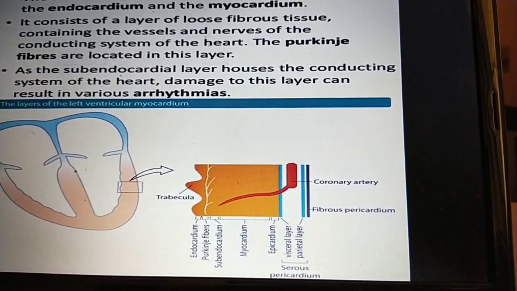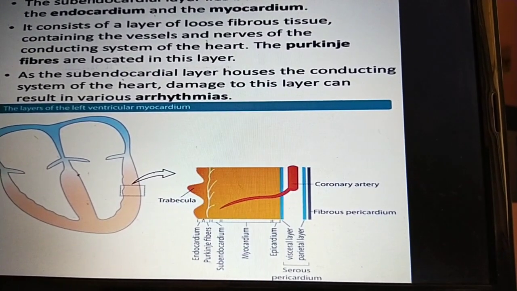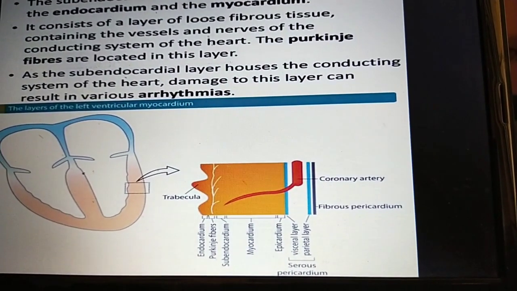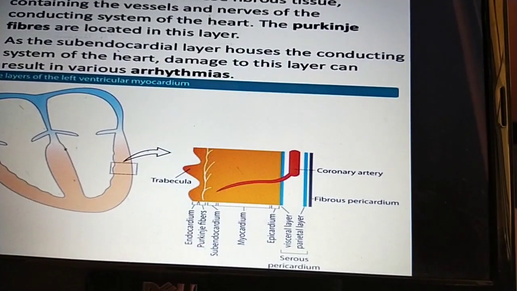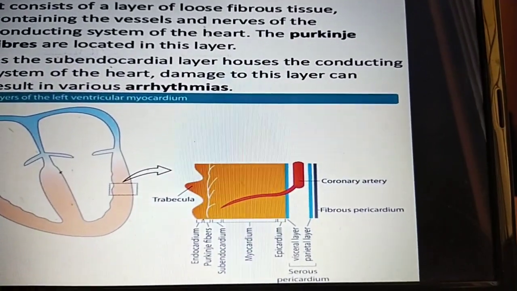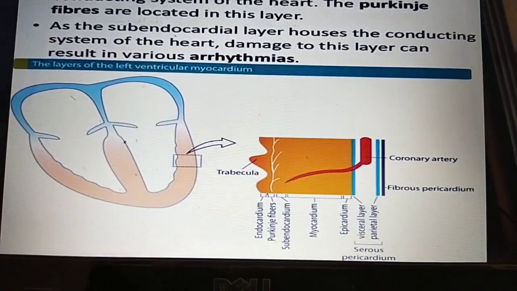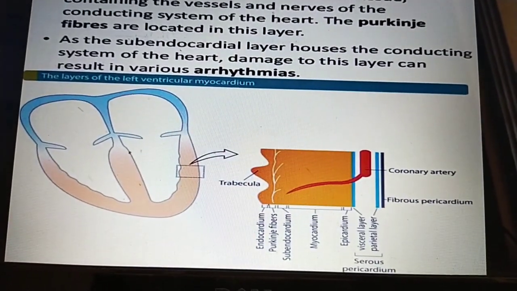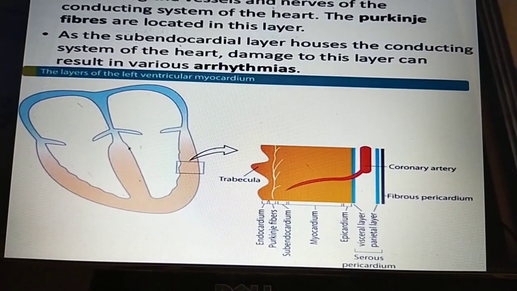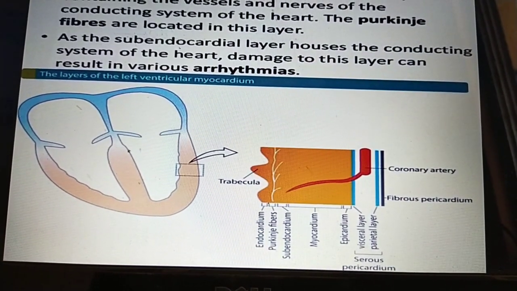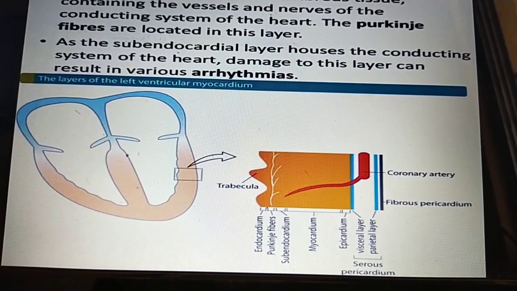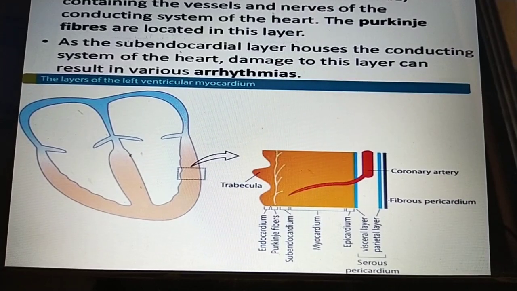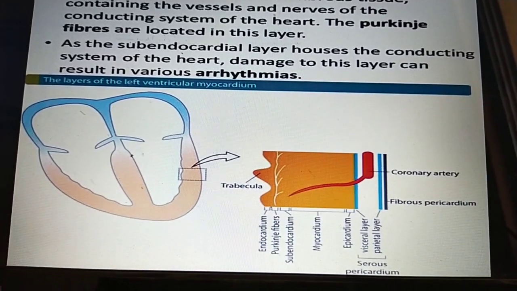As the subendocardial layer houses the conducting system of the heart, damage to this layer can result in various arrhythmias. Arrhythmias means there are different heartbeats. It may be tachycardia, it may be bradycardia, it may be premature contractions of the heart.